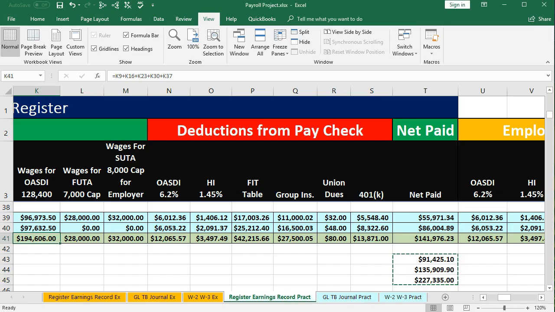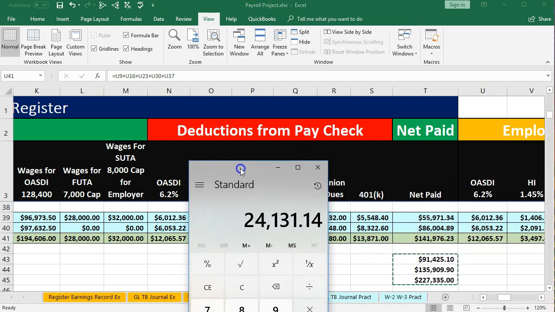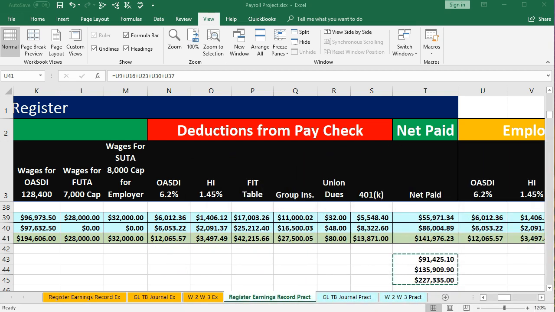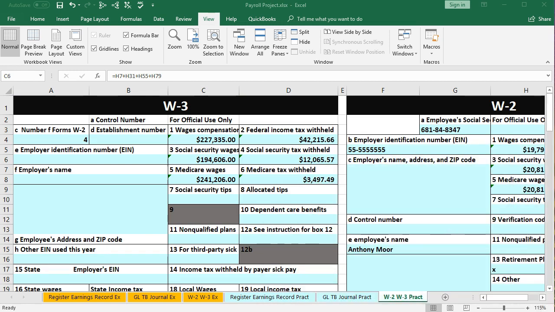If we go back to our worksheet, we're going to say that we have Social Security, and I don't see that number here. And the reason is this is twice that number. So if we want to find either half of it, which is what we'll see on the W-2 and the W-3, we're going to take that and divide it by 2. And there's our 12,065.57. And if we go back to our worksheet for our W-3, there's our 12,065.57. So remember, you got to divide it out because the 941 reports both employer and employee portion.